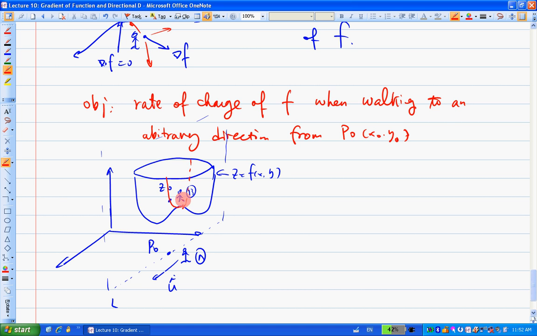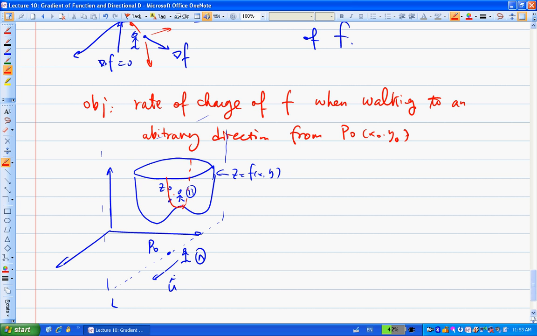Well, because your little guy b is not going anywhere except where? This curve. So if you have a change around the P naught, how does this b change? This b is going to just change along this curve. Does that make sense? So we're talking about rate of change of f. It's basically equivalent to saying rate of change of this curve here.